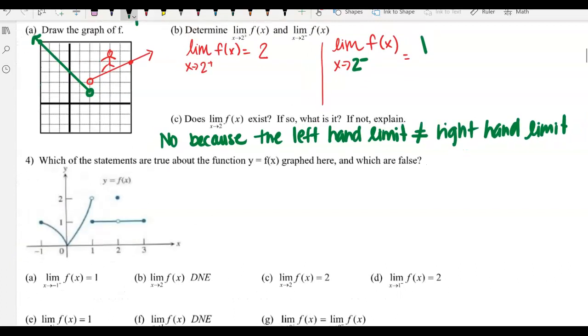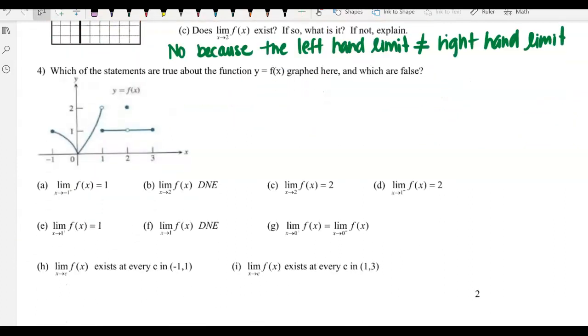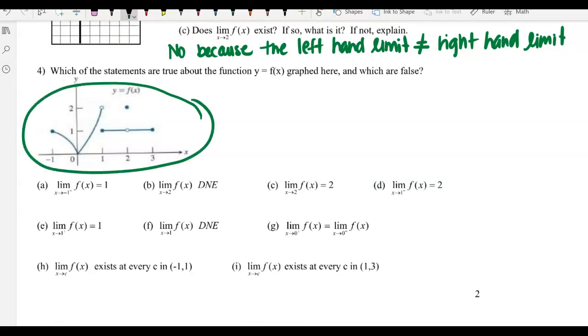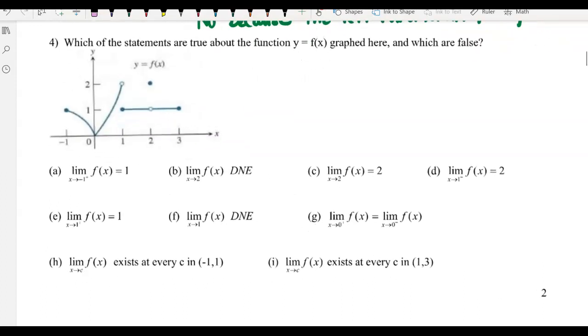Okay, here we go. Let's test out some more basic limits. Which of the following statements are true about the function y equals f of x? Look at that, I don't even make you sketch out the piecewise. I'm giving you a piecewise. I'm going to give you 2 minutes to see if you can do A to I. Do it in your team. Talk it out. Teach each other. Help each other out.